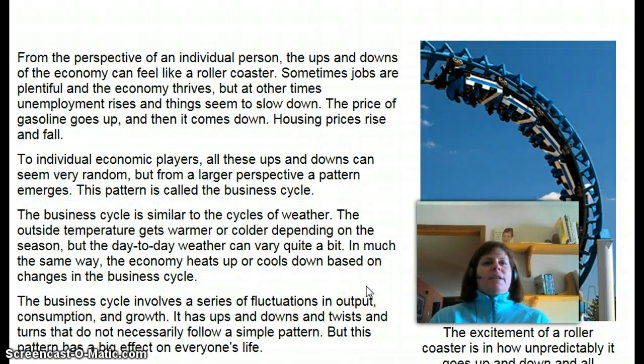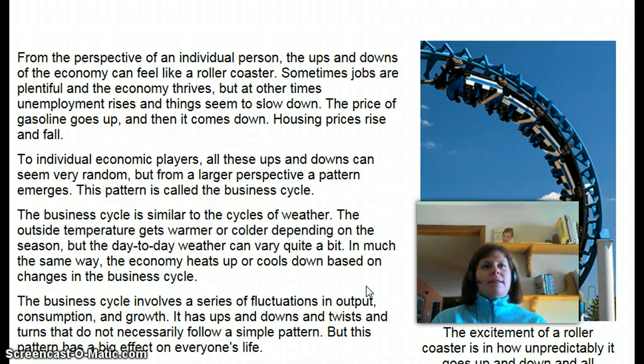From the perspective of an individual person, the ups and downs of the economy feel like a roller coaster. Sometimes jobs are plentiful and the economy thrives, but at other times unemployment rises and things seem to slow down. The price of gasoline goes up and then it comes down. Housing prices rise and fall. To individual economic players, all these ups and downs can seem very random, but from a larger perspective, a pattern emerges. This pattern is called the business cycle.